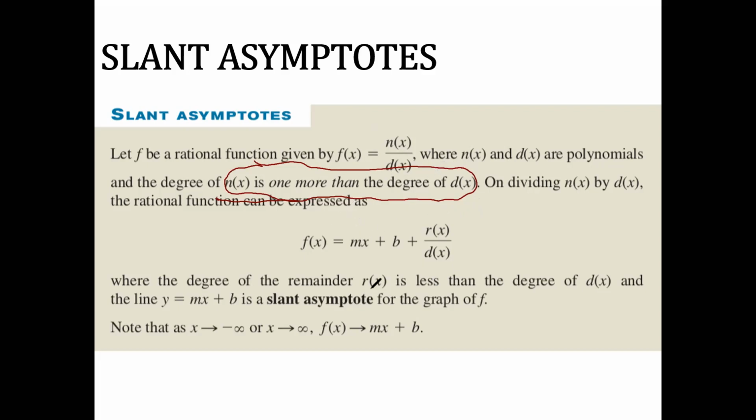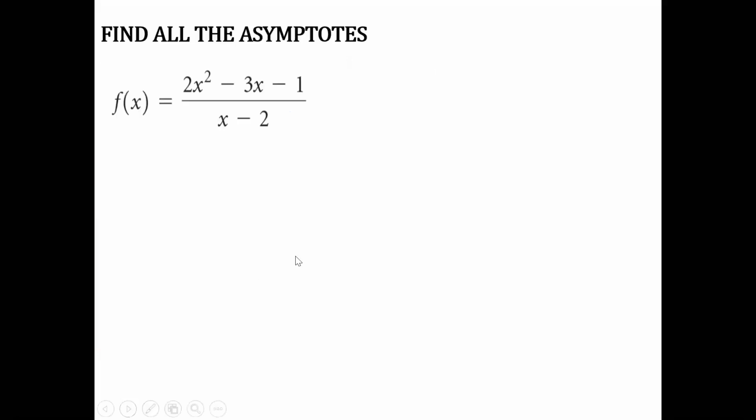So how do we look for the slant asymptote? All you have to do is divide n of x by d of x. And then the line y equals mx plus b is the slant asymptote of your rational function. So let's have an example. The instruction is to find all the asymptotes.